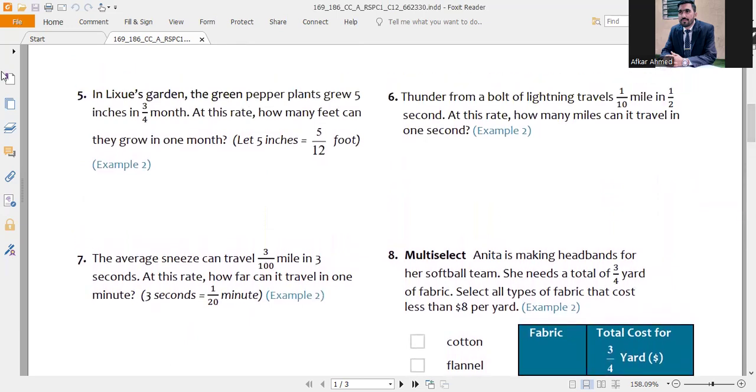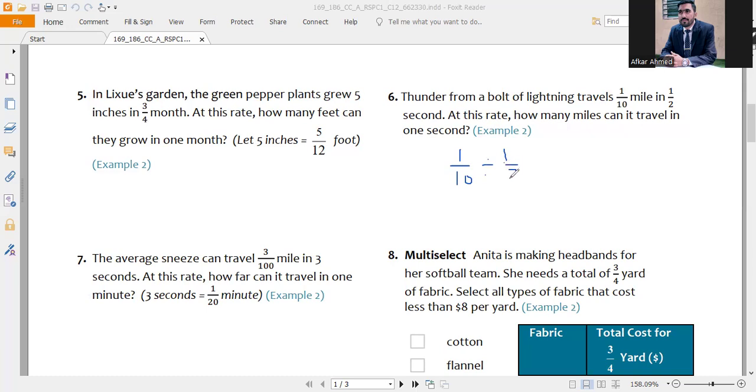Let us quickly do this one. Thunder from a bolt of lightning travels 1 over 10 miles in 1 over 2 seconds. At this rate, how many miles can it travel in 1 second? First it's saying 1 over 10 miles in half a second, and you have to calculate it for 1 second. So I will divide 1 over 10 by 1 over 2. Again, the process is the same.